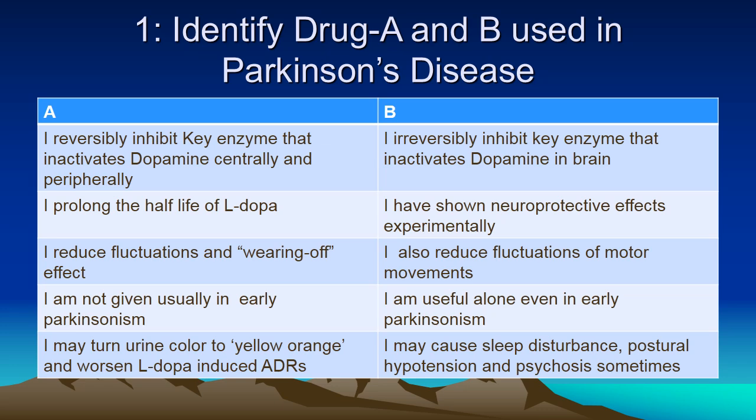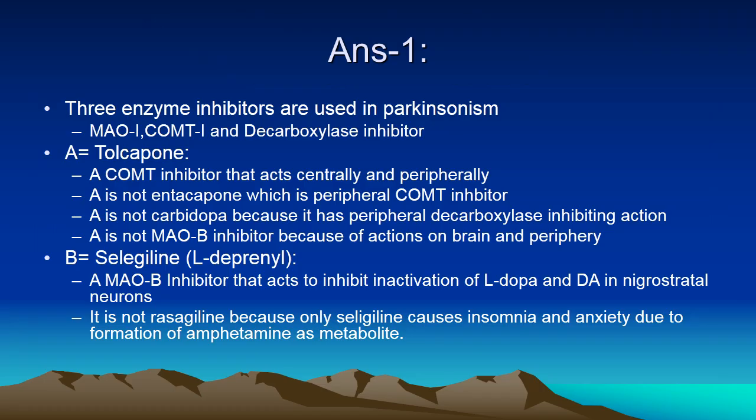Now, how do we discern these two? One should have adequate knowledge from the prescribed book. Critically think. There are three enzyme inhibitors which are used in the treatment of Parkinsonism: monoamine oxidase inhibitors, particularly MAO-B inhibitors, then catechol-O-methyltransferase inhibitors, and peripheral decarboxylase inhibitors.